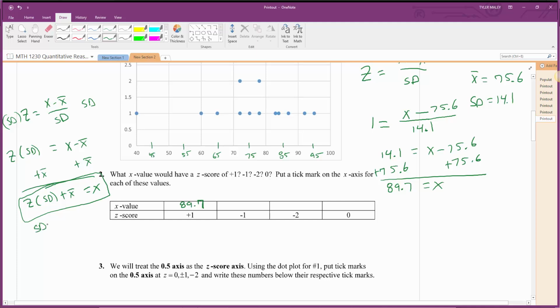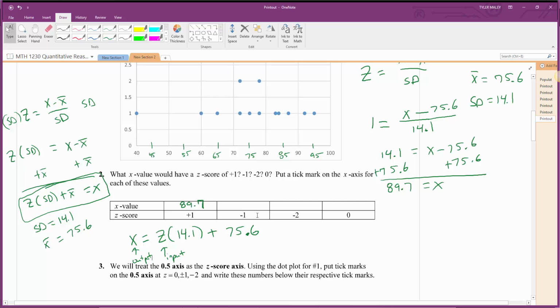So my standard deviation is 14.1 and my x bar is 75.6. If I plug these in, I can get an even better equation. So x equals z times 14.1 plus 75.6. Right, so now we have a linear equation that we can plug z values into to get x. In other words, I want this to be my input and this to be my output, in this function, this table, so I can just input something and calculate the output very quickly, right?